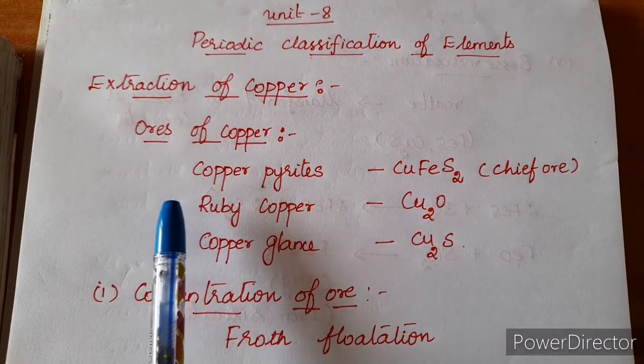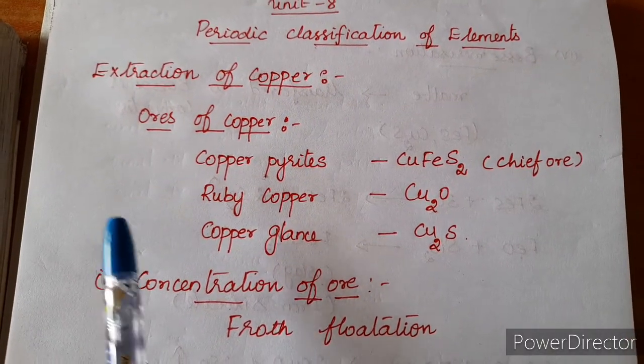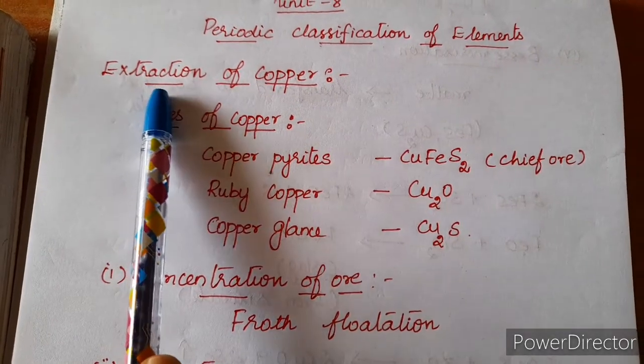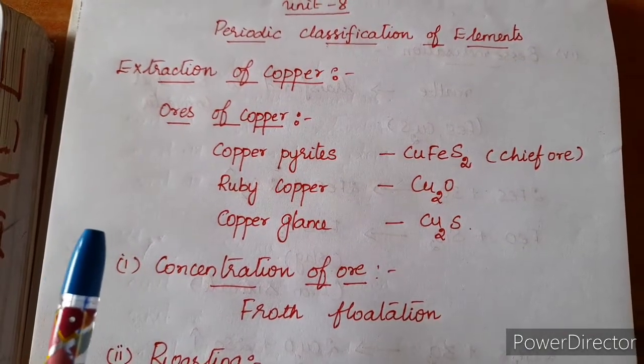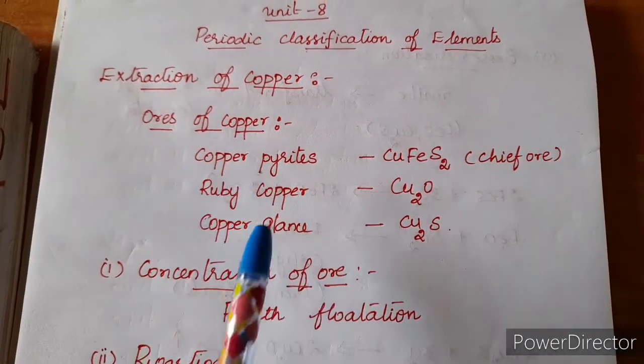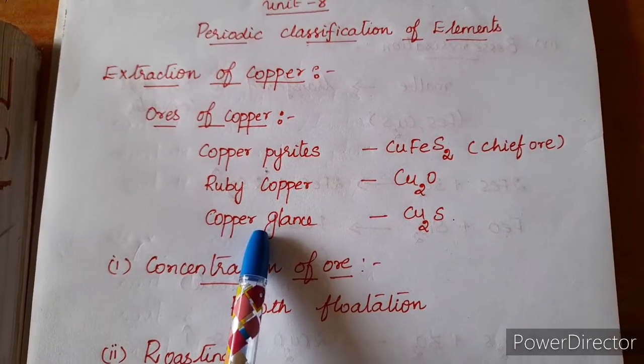Last class we saw the extraction of aluminium, remember, children? So now we are going to see extraction of copper. Now before going into extraction, let's see the ores of copper. Now what are the ores of copper? There are three important ores. These are the major ores of copper.